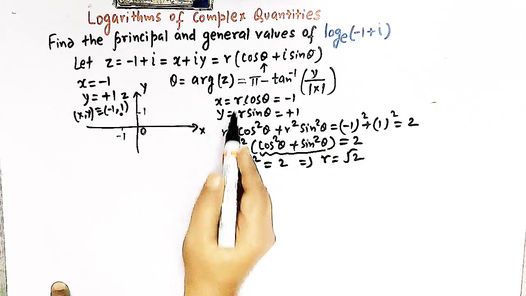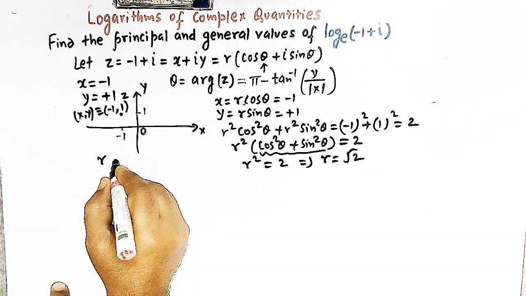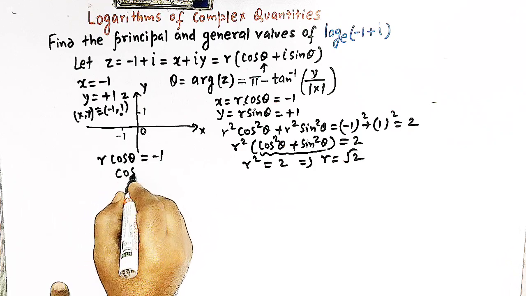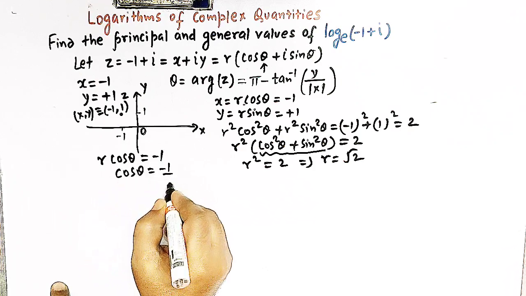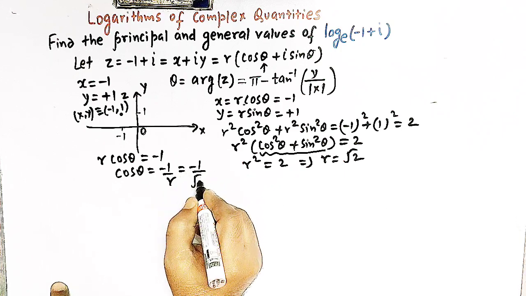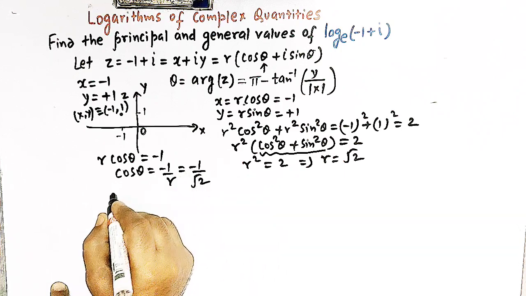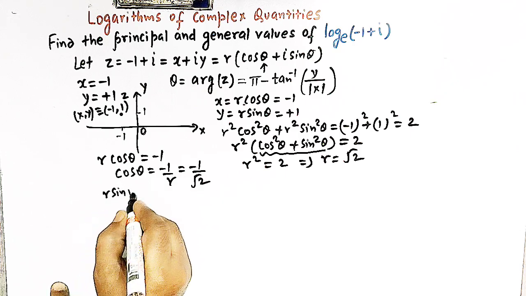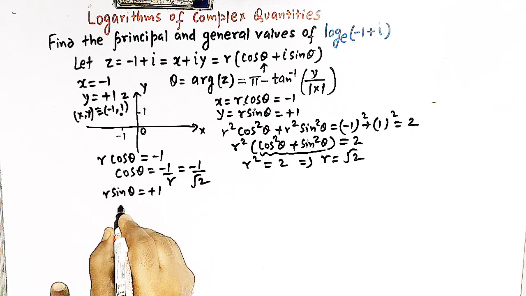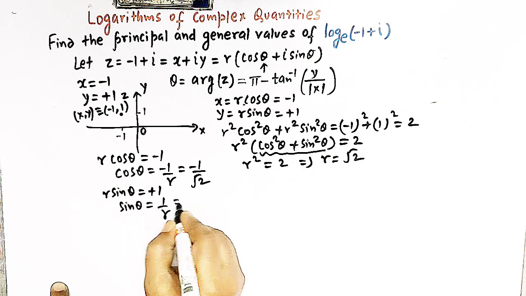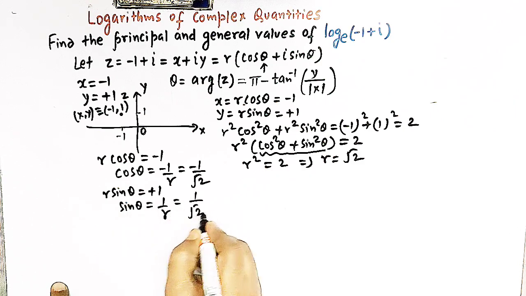So from here we can see that r cos theta is equal to minus 1. So cosine theta is minus 1 over r, that is minus 1 over square root of 2. And from here we have r sine theta is equal to plus 1. Sine theta is equal to 1 over r, that is 1 over square root of 2, right?